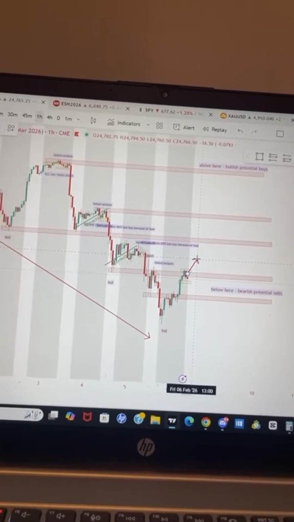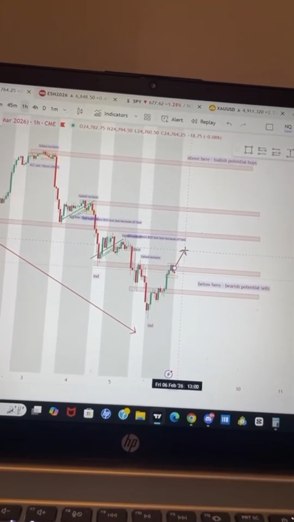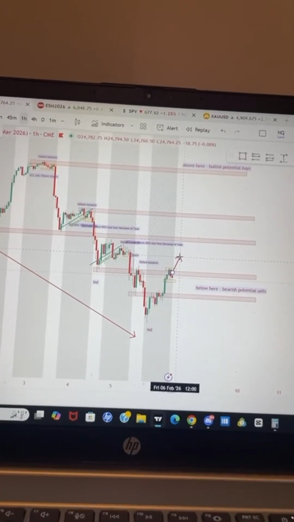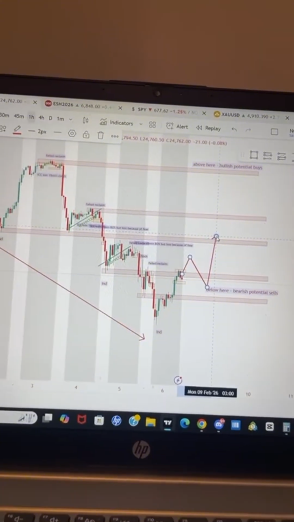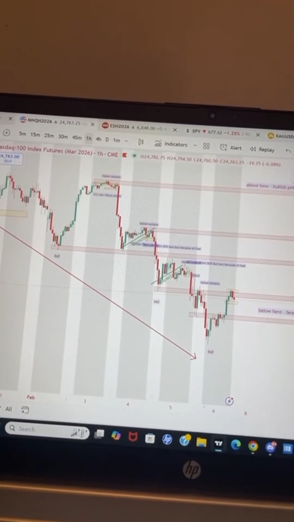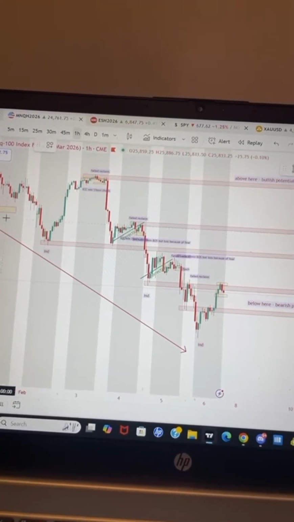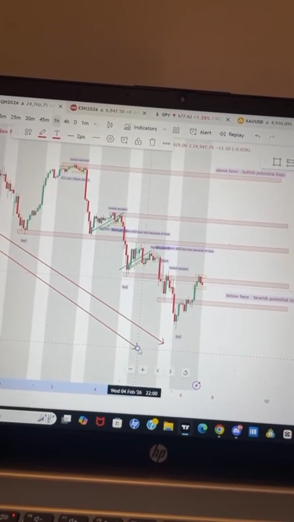Personally, I wouldn't take that trade because I would like to see a consistency in the bullish trend. I would like to see higher highs, higher lows, higher highs before taking the bullish trend, because again, we're in a very strong bearish market right now, so I would be very cautious taking buys.